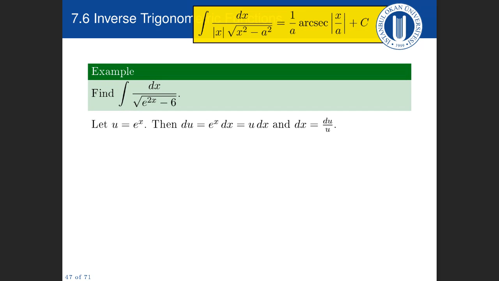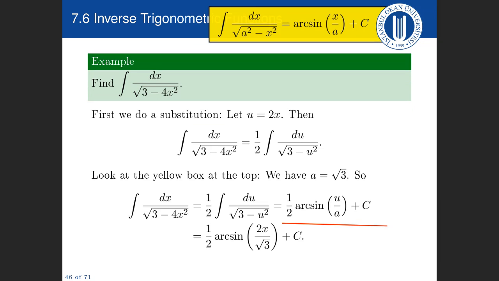Find the integral of dx over the square root of e to the power 2x minus 6. Where do we get the half? It comes from this 2 just here. When you do u is equal to 2x, that means du is 2 dx, so a half du is equal to dx.